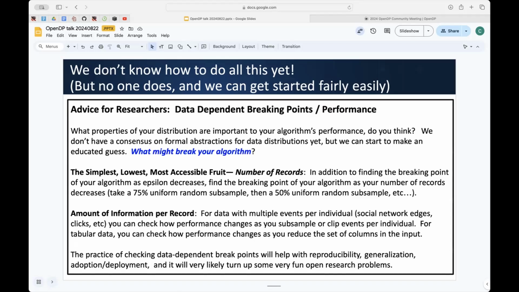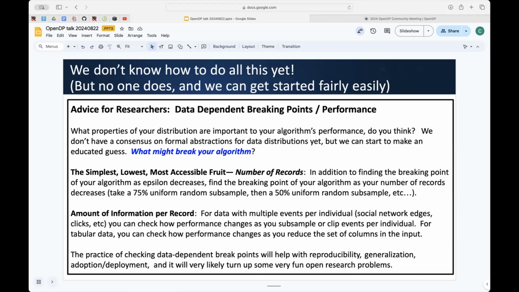Data-dependent breaking points. What might break your algorithm? Think about it. The simplest, lowest, most accessible fruit. It's so easy to do this. Just do your evaluations while you're doing the one with epsilon. Pick your favorite value of epsilon and see what happens if you just take an 80% uniform random subsample of the records in your data, and a 60% uniform random subsample, and a 40% random subsample. Just see what happens as you reduce the number of records in your data and see at what point it breaks. That'll be the very first thing that I need to know if I want to find out if I can deploy your approach on a data set.